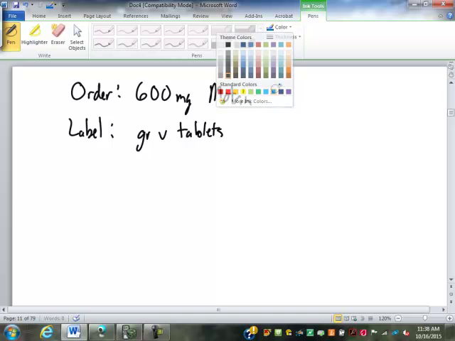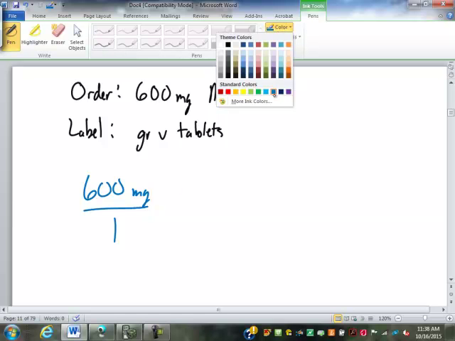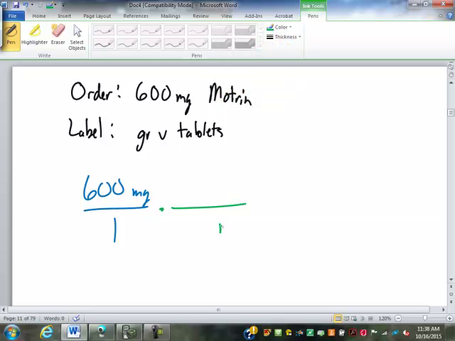Okay, so we have the 600 milligrams, the doctor's orders. Now in our first conversion, we're going to have to get rid of milligrams because that's what we have. We need to get it to either tablets or grains. Well, we know there's a relationship between milligrams and grains. It is 1 grain is 60 milligrams. Now the milligrams are gone. And now our label allows us to go from grains to tablets. Grains are going to go on bottom. So tablets have to go on top.